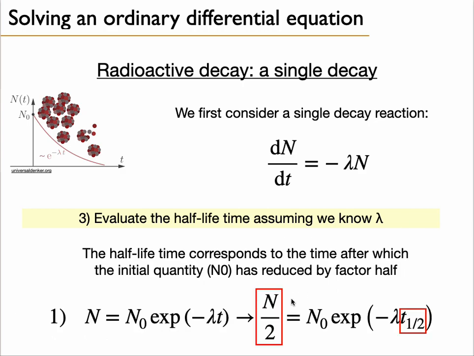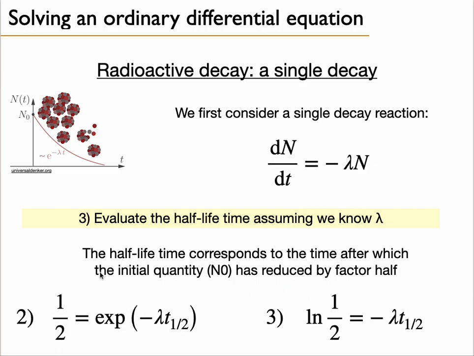So let's do this. We solve for t1/2, and we get the expression 1/2 is equal to exponential minus lambda t1/2. Again, we want to recover the t1/2, which is in the exponential. So you take the log of both sides of the expression. Log of a half is equal to minus lambda t1/2.